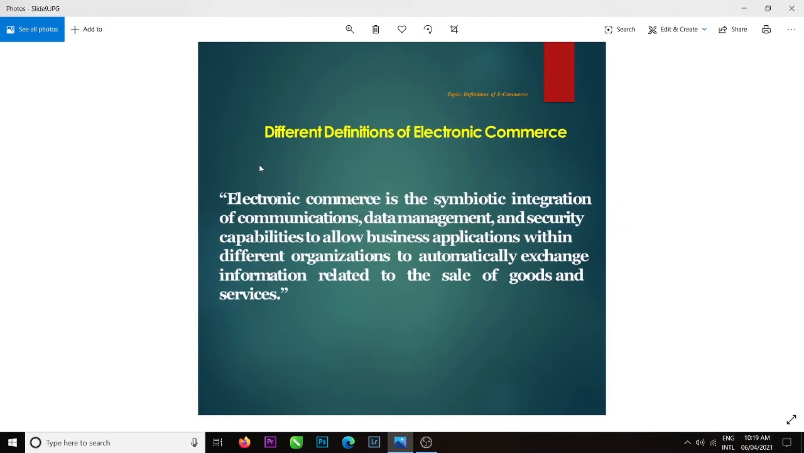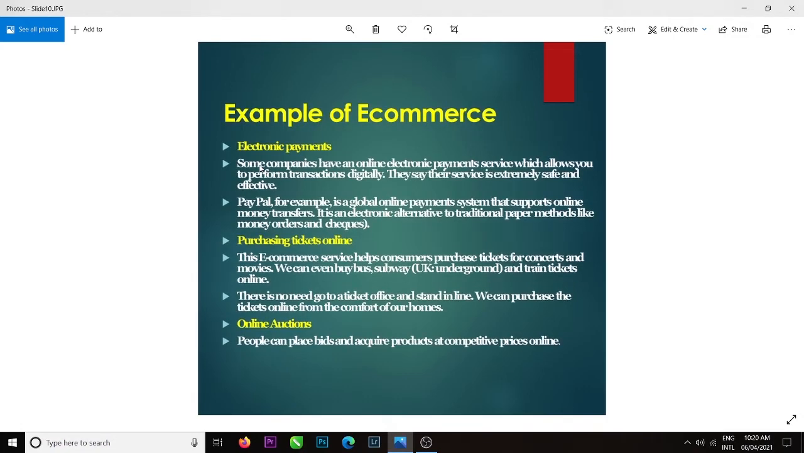In this, the purchase and sale of goods will take place automatically, without the intervention of human beings. Human beings will monitor the activities, but the transactions will take place automatically.